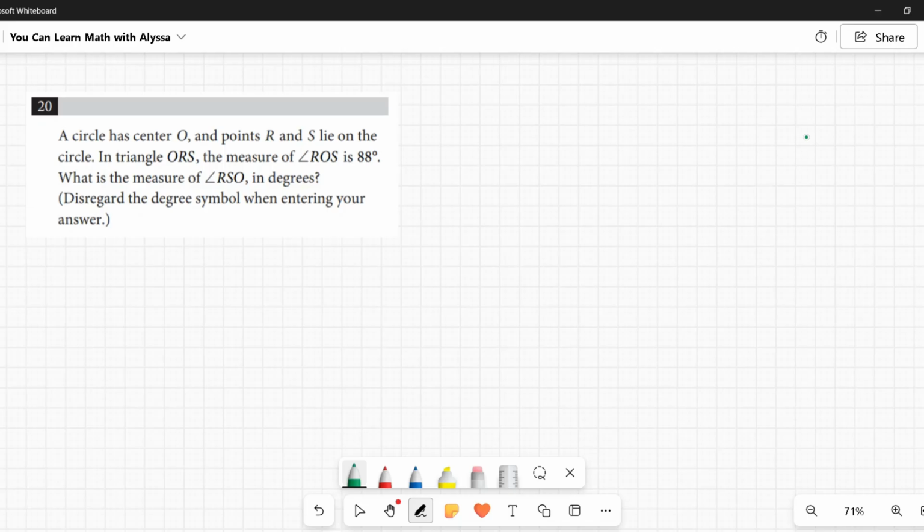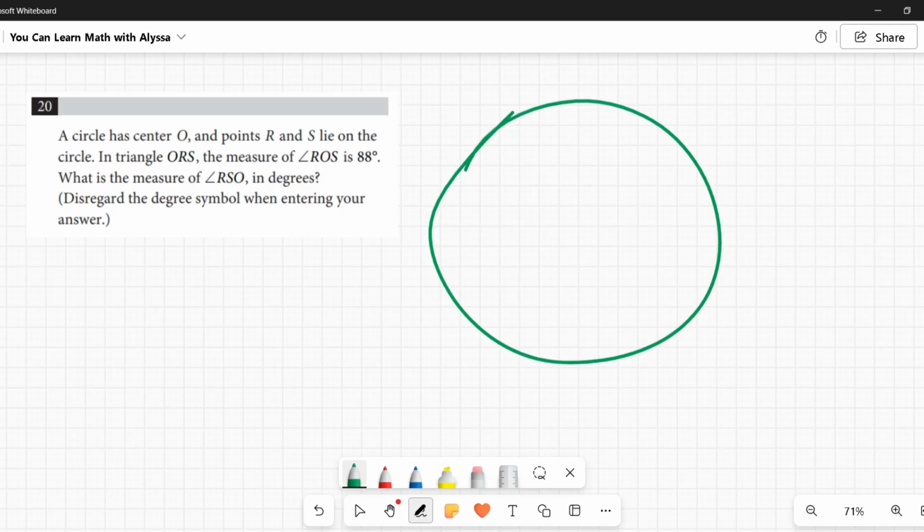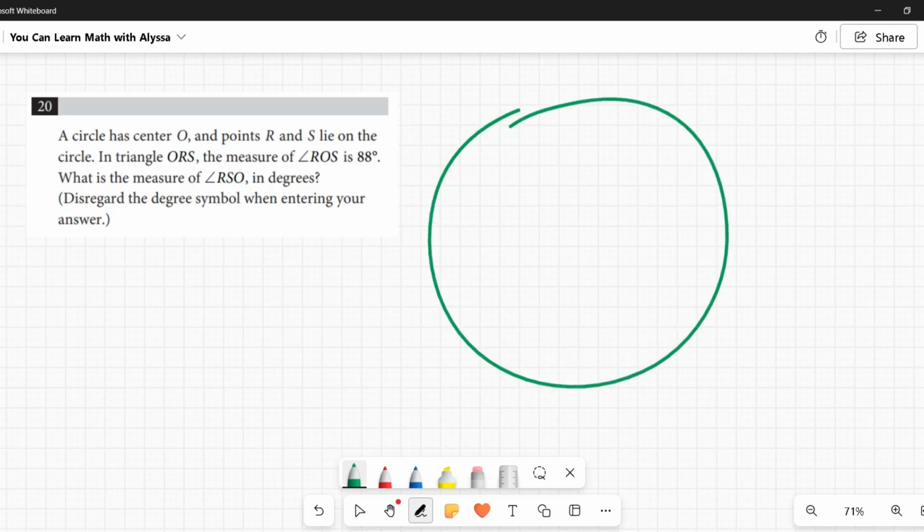I always like to draw things out. It helps me get them. There we go. A little bit better of a circle. It helps me get an idea of where everything is and make sure I'm not making any careless errors. All right, I have a circle and its center is O. Points R and S lie on the circle. And it doesn't really matter if I draw it to scale. It's just to really make sure I'm representing things in my own head, that I've got it straight.